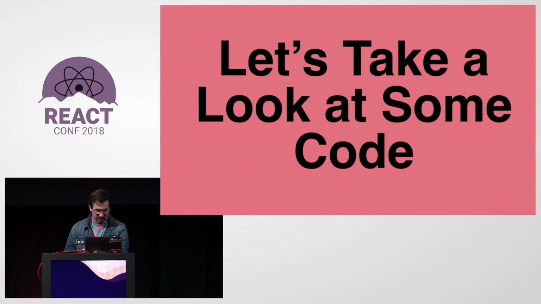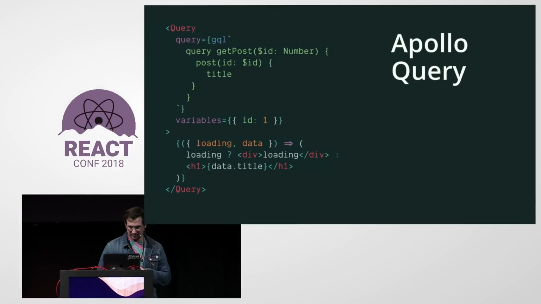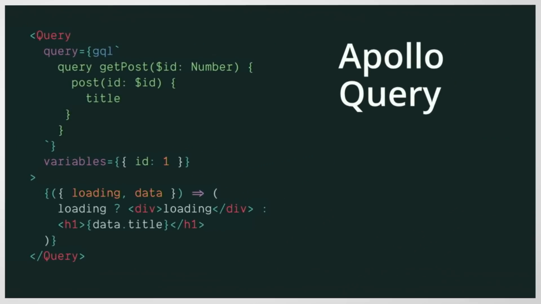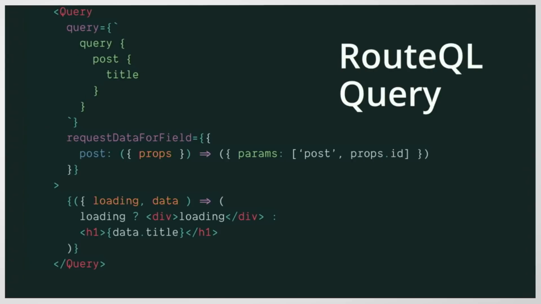Yeah, so this has been a little boring. I've been talking a lot, so we can look at some code. So here's an example of a very simple Apollo query, where we are just getting the title of a post and showing it. And then here's what it would look like in RouteQL. It's very similar.